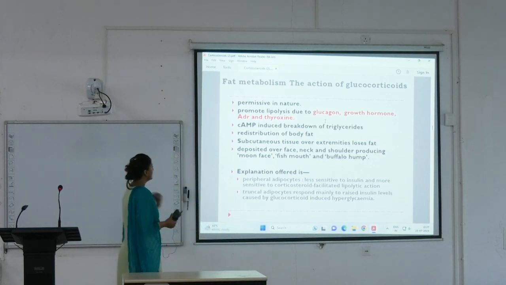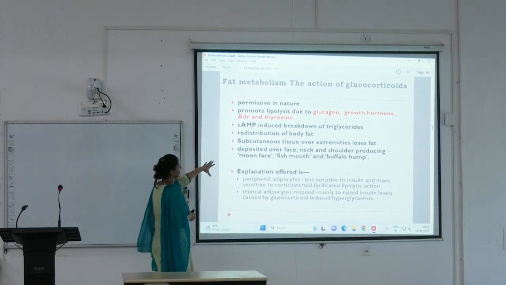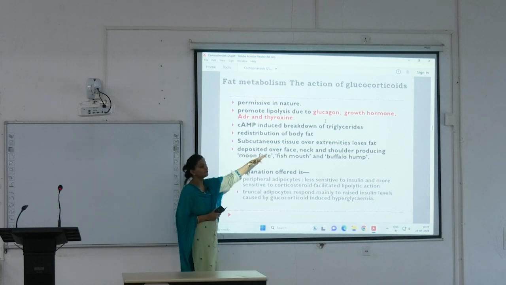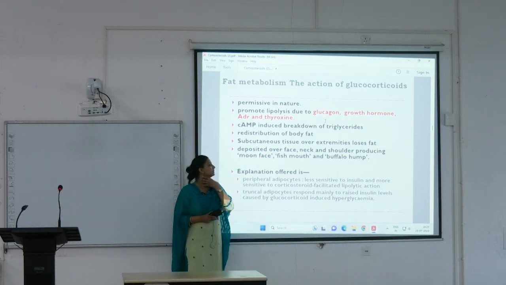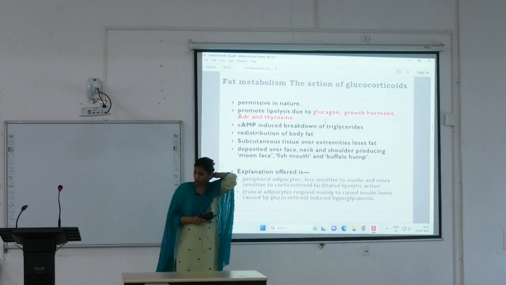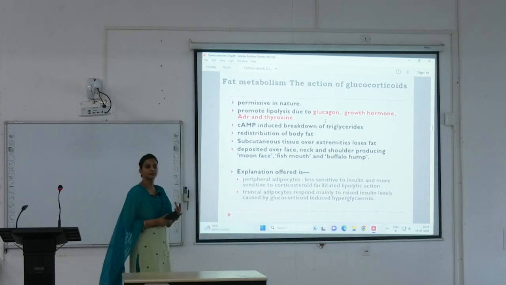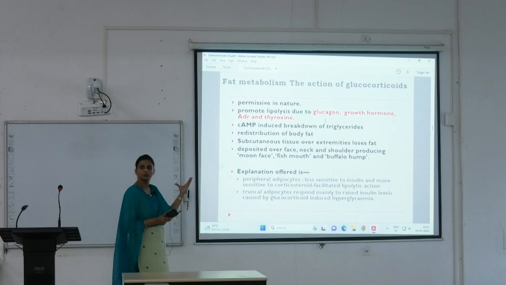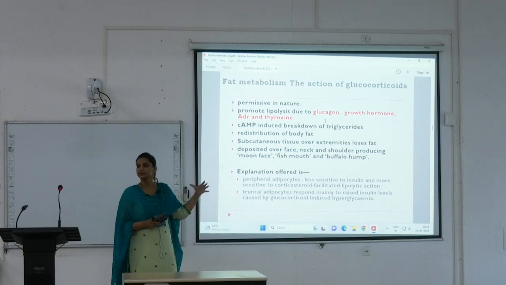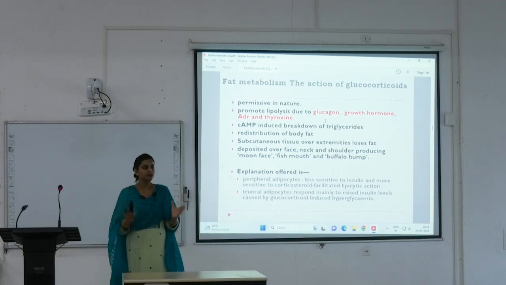Clear? So as a result of which there is deposition of fat over the face, neck, shoulder, there is a shoulder hump, fish mouth; these features are present. Okay? Those who have excess glucocorticoids have these features, there is truncal or central obesity.